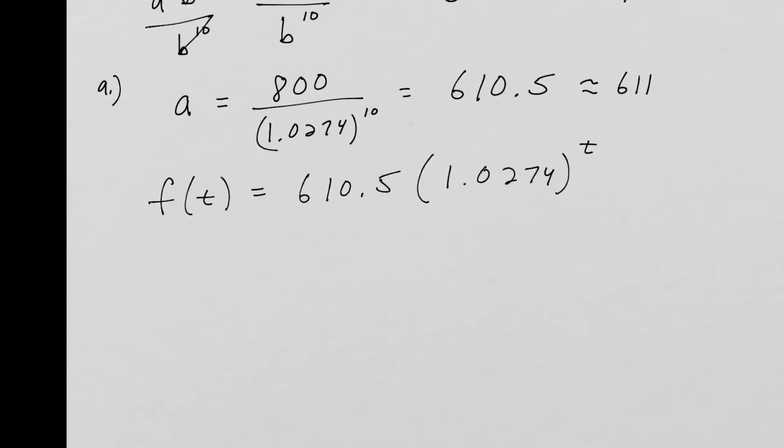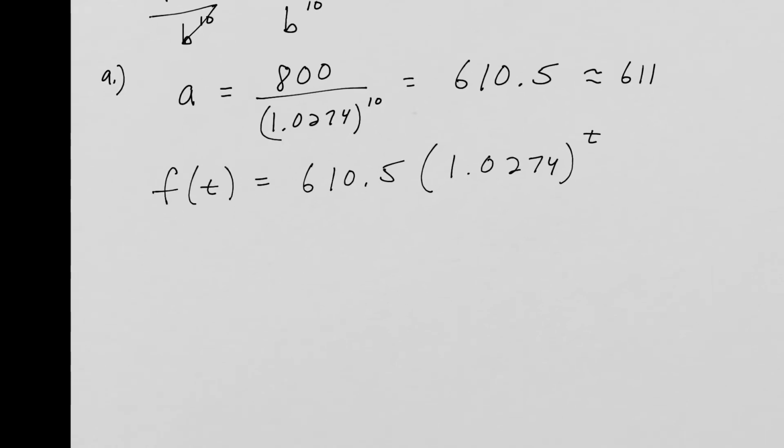Okay, what about question B now? Find the doubling time. Well, there's a couple of ways we could do this, right? We could use the formula that we have now, the specific formula. And then for f of t on the left-hand side, I could set that equal to 1221, right? 2 times 610.5. I could double the original amount, set that on the left-hand side, and then solve for t.